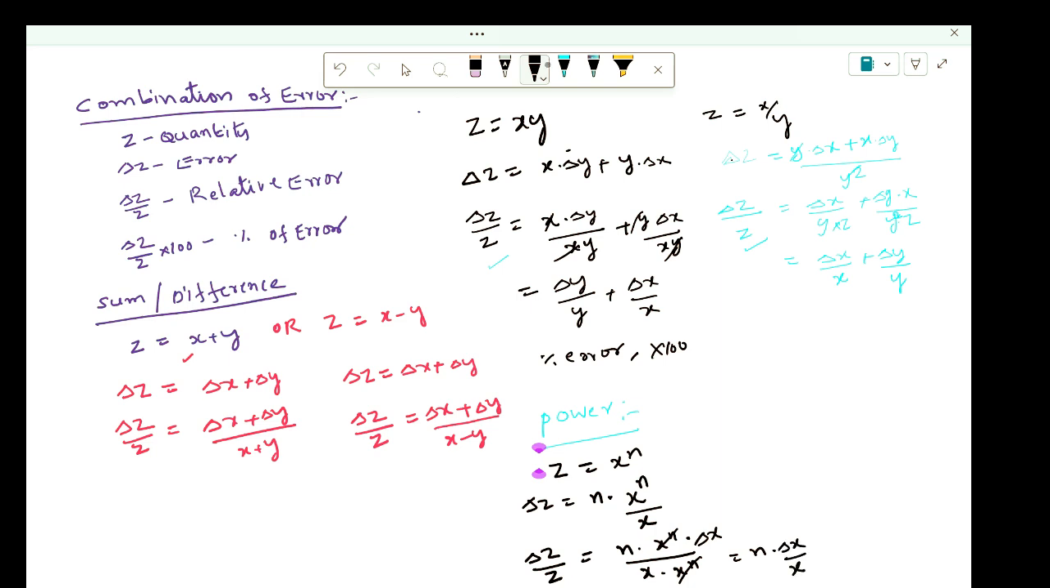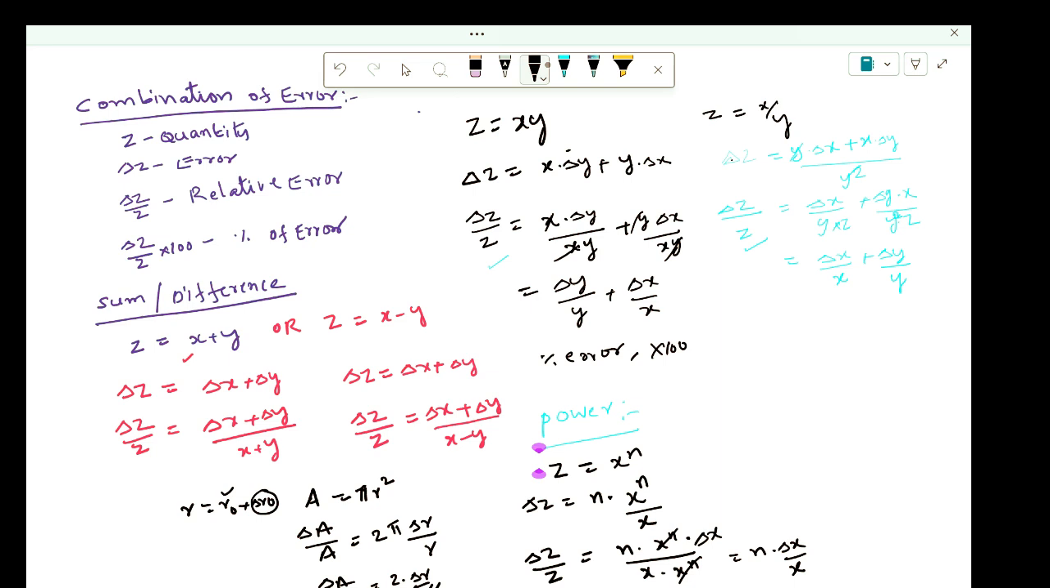Here I want to tell a simple example. The area of a circle is equal to pi r square. Then dA by A, the relative error of area, is equal to, where the radius is measured as r naught plus dr naught, dr naught is the error in r naught, and r naught is the actual radius. So 2 pi r into dr, giving dA by A equal to 2 into dr by r.